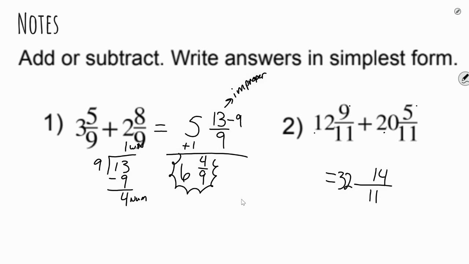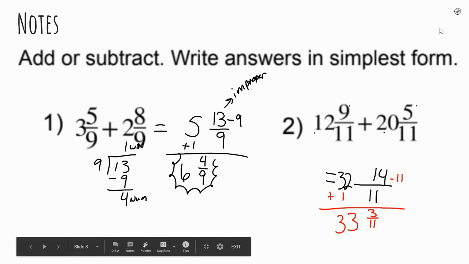Once again, we have an improper fraction. 11 can go into 14 one time. We have to add 1 to my whole number, so we get 33 and then 3/11. We're going to have to take 11 away from 14. You need to pause that and fill in your notes.